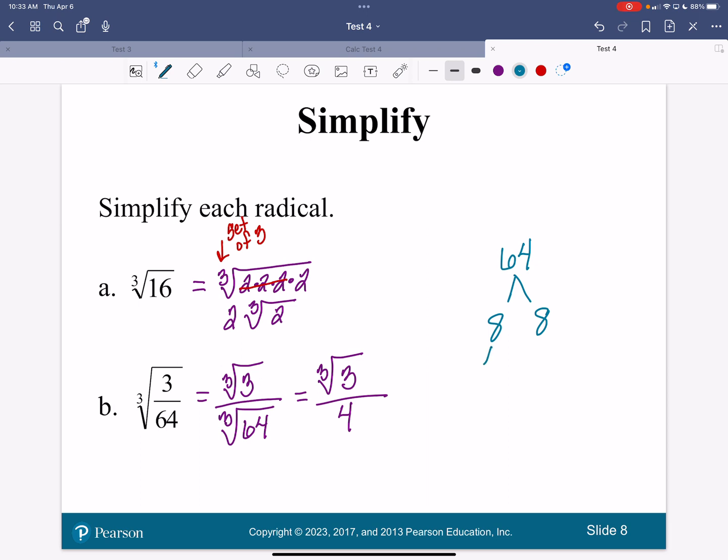Okay? But 8's not prime. So I'm going to say 4 times 2. Okay, 4 is not prime. So I'm going to say 2 times 2 and 2 times 2. I got a whole bunch of 2's there.